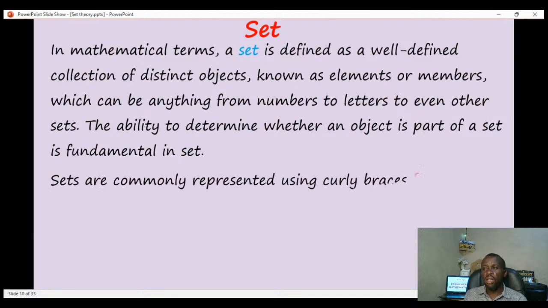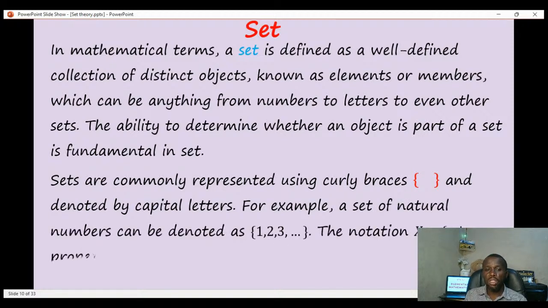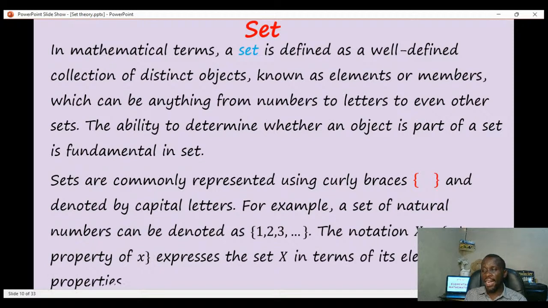Sets are commonly represented using curly brackets or curly braces and denoted by capital letters. For example, a set of natural numbers can be denoted as 1, 2, 3, and so on. The notation X equals X such that property of X. What this means is that it expresses the set X, the capital one, in terms of its elements' properties. Now, let me write and explain this one.